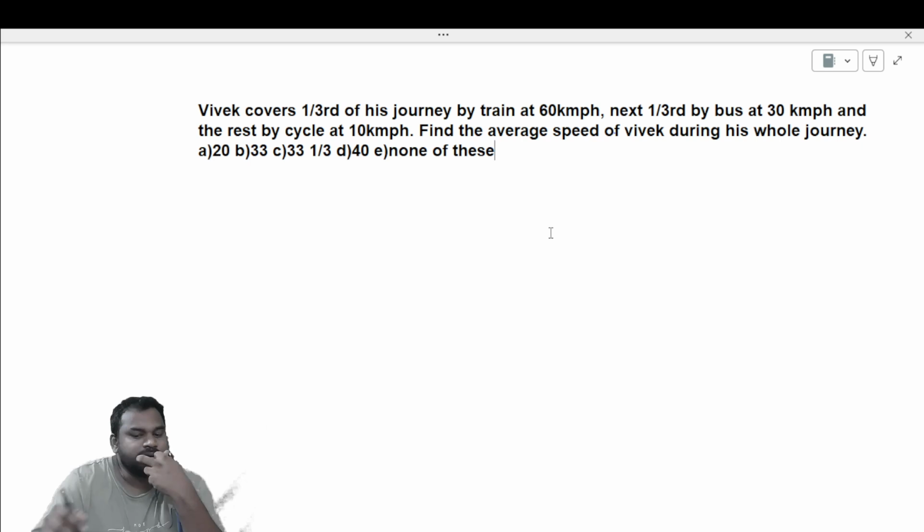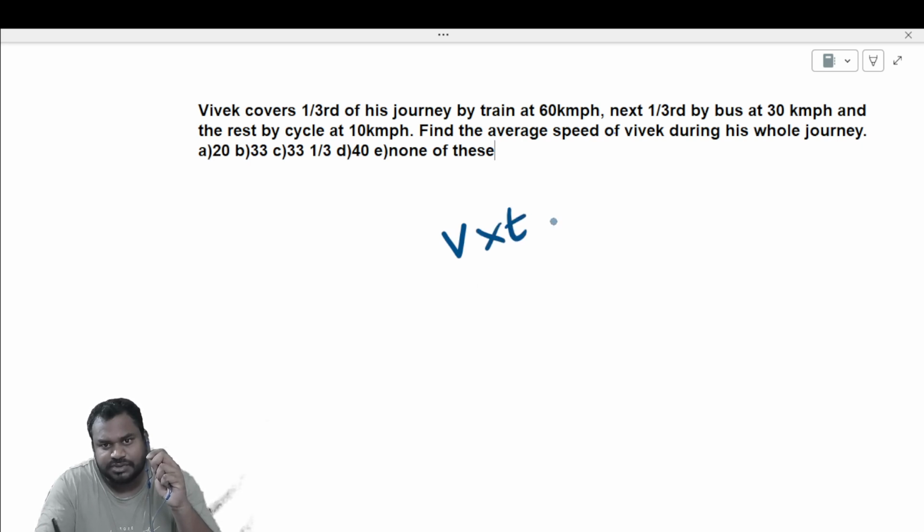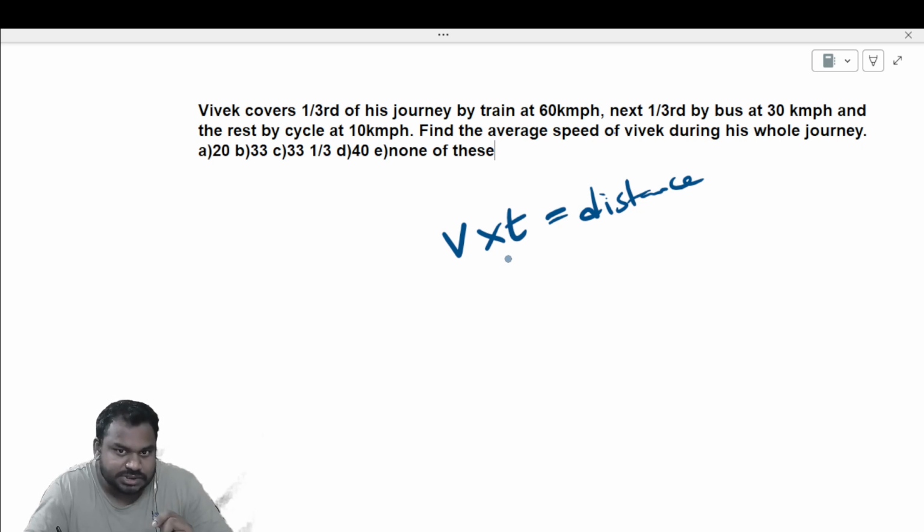Okay, so here it's a combination of time, distance and average. We know velocity into time, or speed into time, equals distance. V is speed here. The velocity is a different parameter: it's a vector, while speed is a scalar. Scalar means it doesn't have any direction. Vector means it has a specific direction, which needs to be considered. So speed into time is distance.